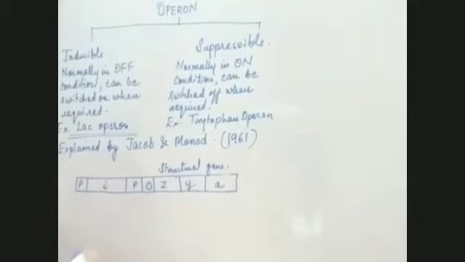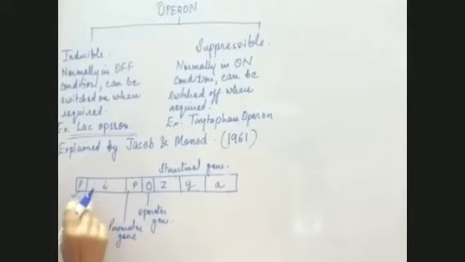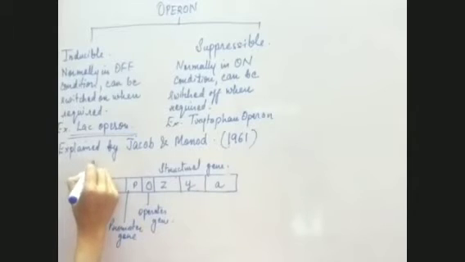We have the operator gene. This P and another P are both promoter genes. And this I is the regulator gene.